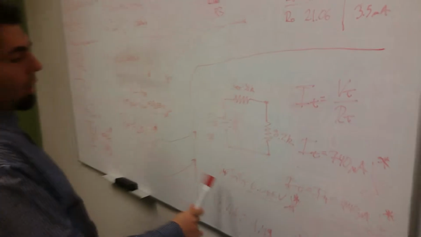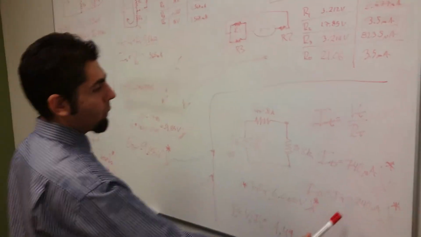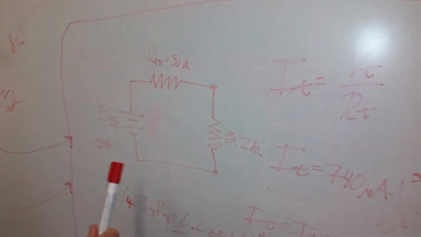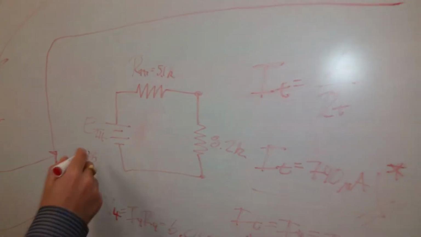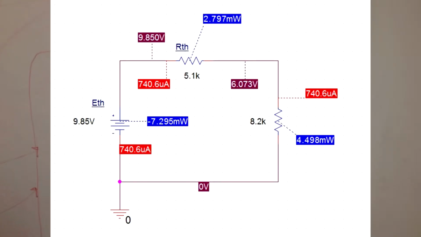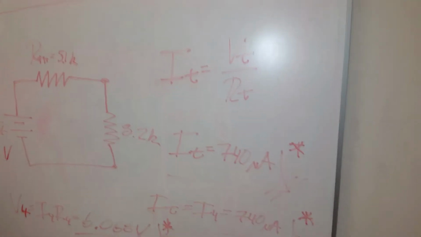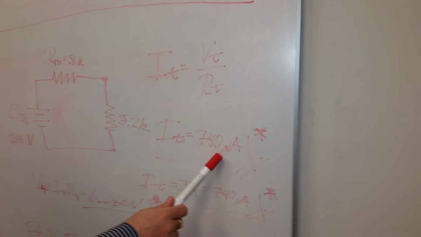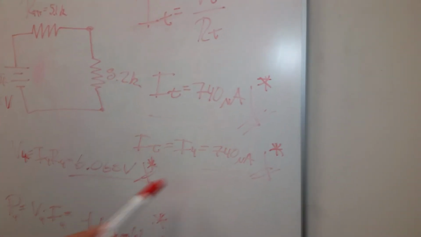And we can take that with our original RTH and get all the results that we require right here when we plug them into our Thevenized circuit. So we have ETH is 9.85 volts, and we have 5.1K as our RTH, and we have 8.2K as our R4 or our RL. And if we do our math, we'll find that IT equals 740 microamps, which equals I4 since they're in series.